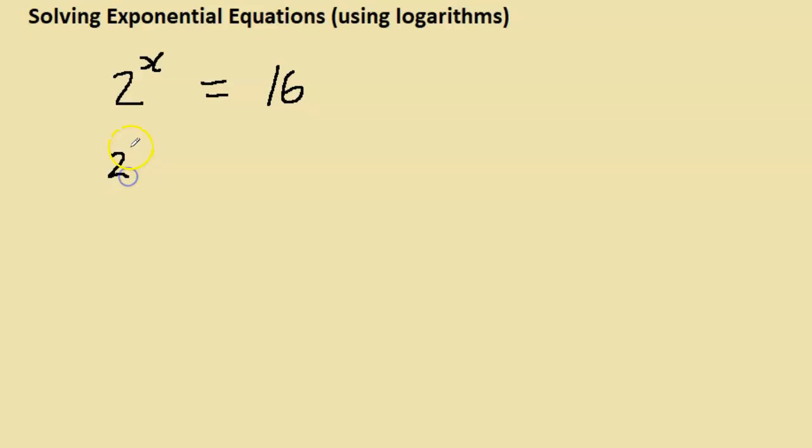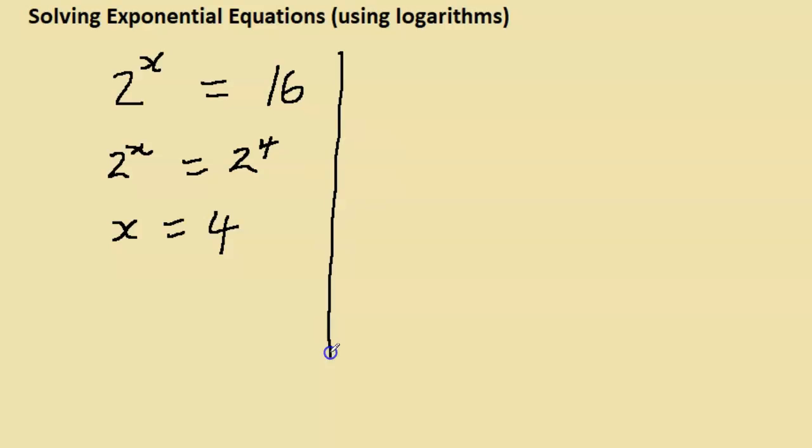So 2 to the x and 16 can be rewritten as 2 to the power of 4. So it's a very basic equation. And since the bases are the same, we can equate the exponents, powers, x equal to 4. Alright? But we want to solve this problem using logarithms.